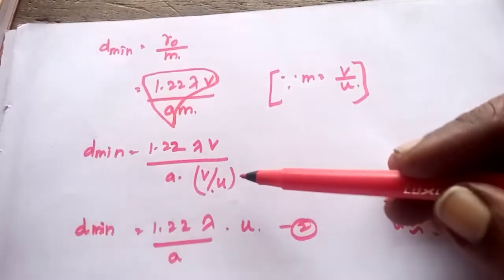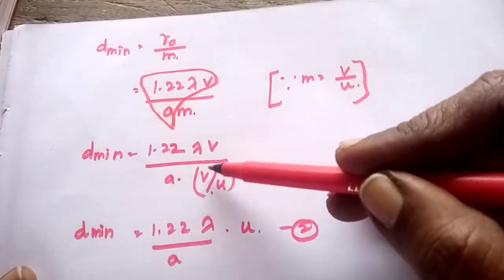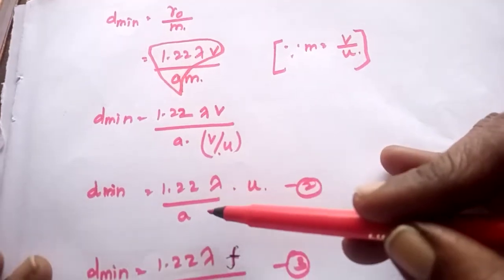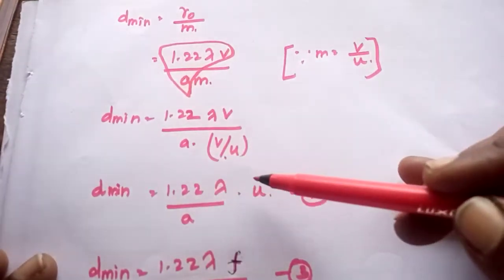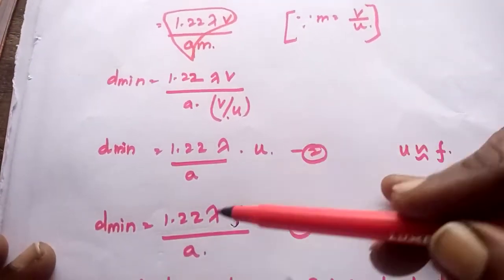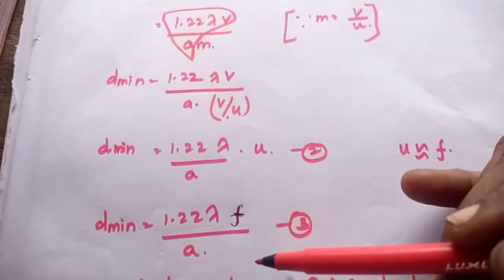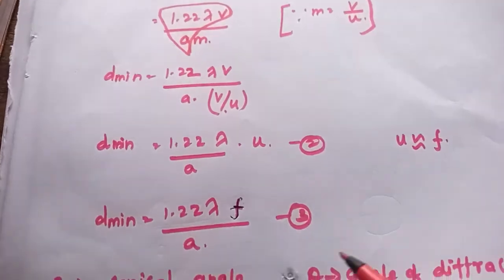So if you substitute v by u, this v is getting cancelled and this u will go to the numerator. So we have the modified formula as 1.22 lambda u by a. Now d minimum is nothing but 1.22 lambda by a into f.